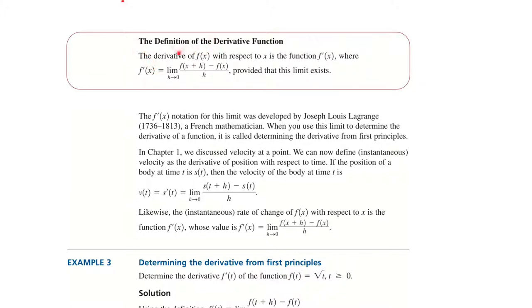The formal definition of the derivative. The derivative of f of x with respect to x is a function f prime of x, where f prime of x is the limit of f of x plus h minus f of x divided by h as h approaches 0, provided that this limit exists.